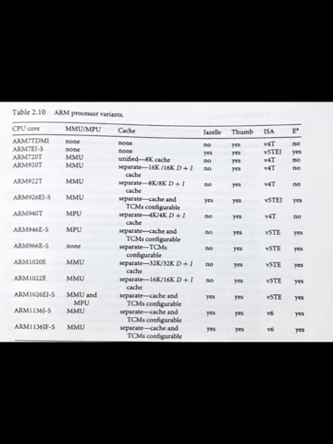ARM1026EJ-S is very similar to the ARM926EJ-S but with both MPU and MMU. This processor has the performance of ARM10 with the flexibility of an ARM926EJ-S.